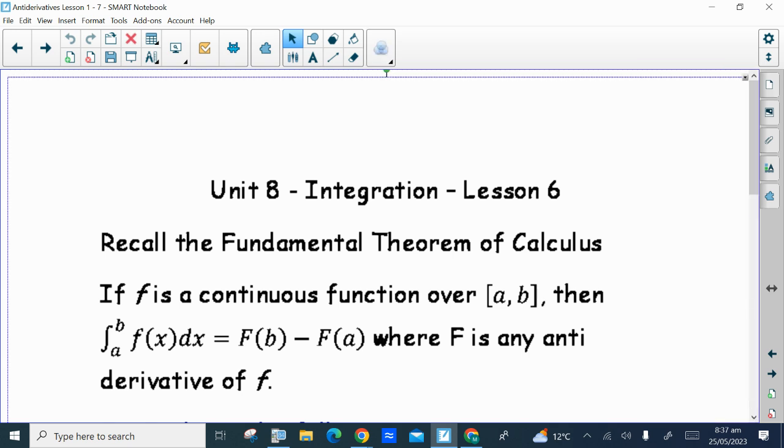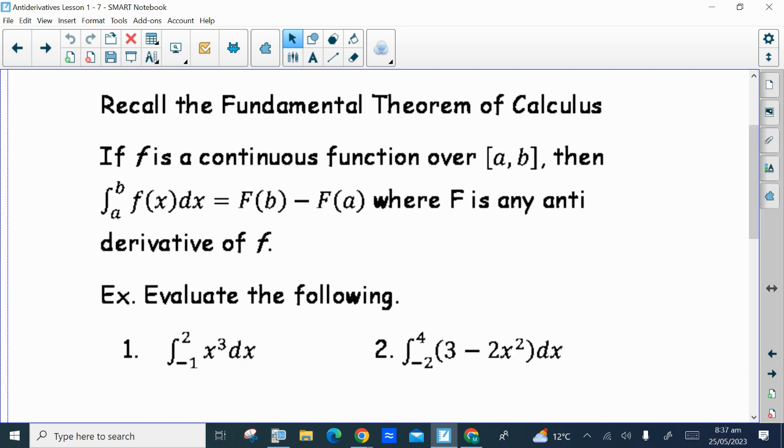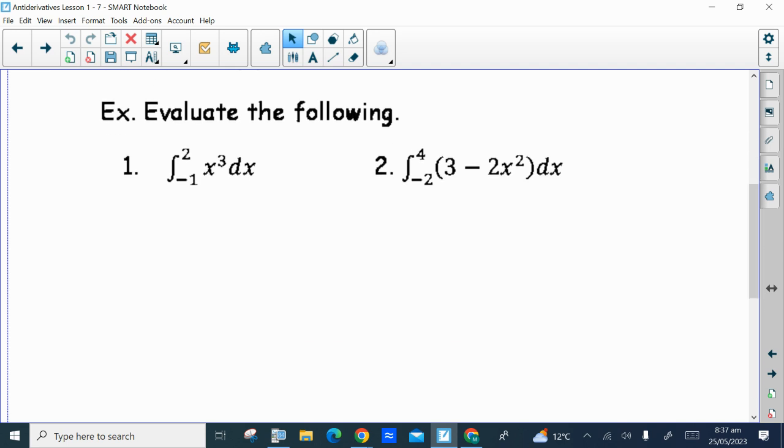All right, so we saw the fundamental theorem of calculus, what it is. If f is a continuous function over an interval from a to b, then the definite integral from a to b of f of x can be found by taking the antiderivative and evaluating for b minus the antiderivative and evaluating for a, where capital F again is the antiderivative. So just some more practice with finding definite integrals.